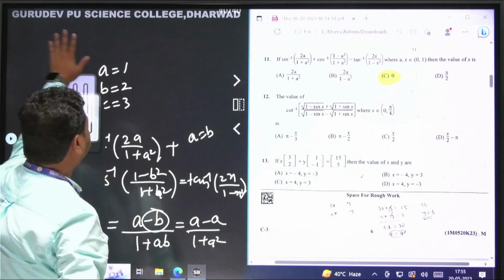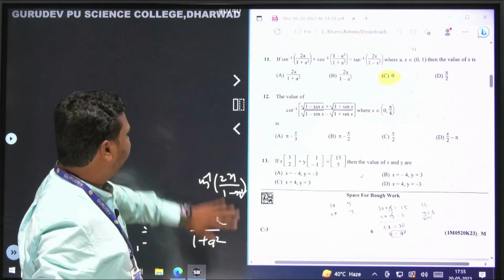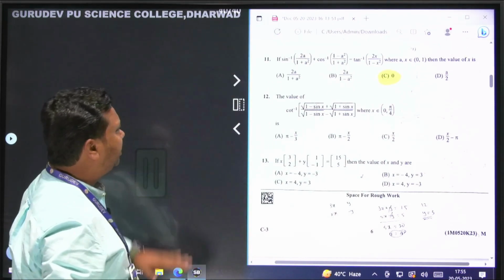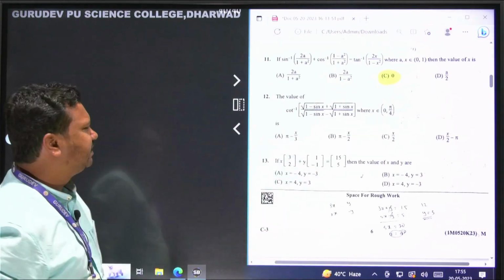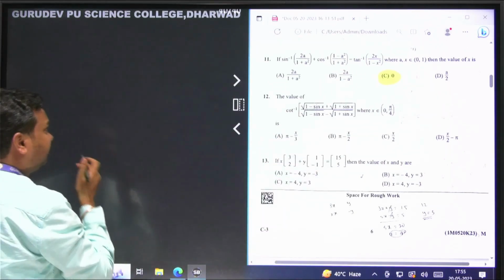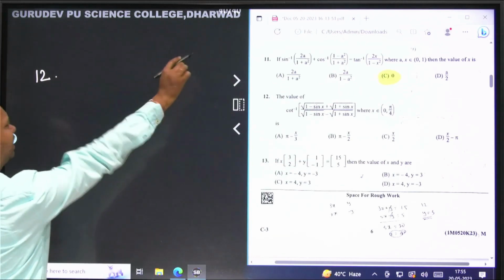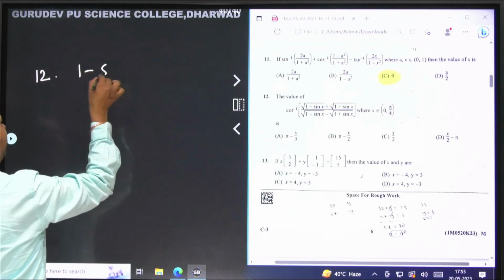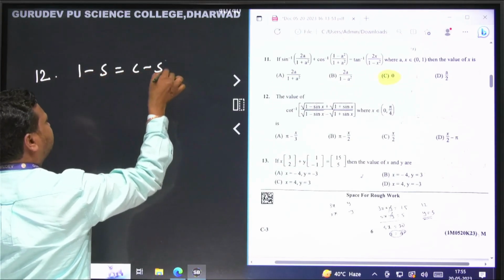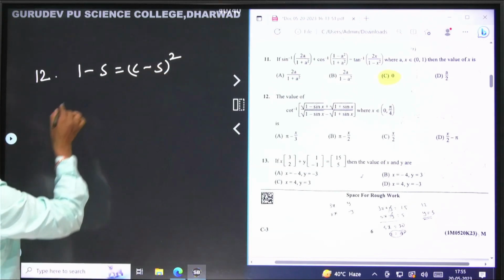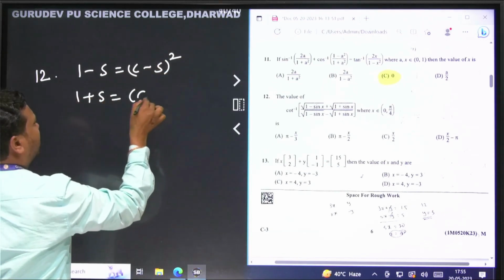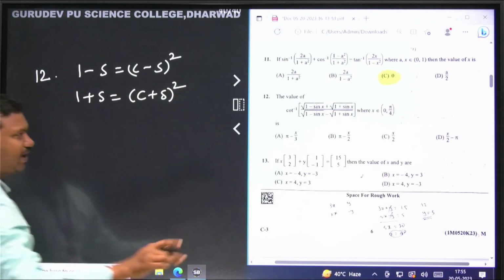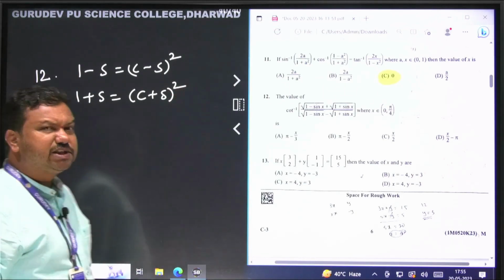For the 12th one, there is cot inverse of the expression with 1 minus sin x divided by 1 plus sin x under the square root. So I hope you remember this for the 12th problem, right? So I'm making it very simple. 1 minus sin x can be written as (cos x by 2 minus sin x by 2) whole square, I hope you know that. And 1 plus sin x can be written as (cos x by 2 plus sin x by 2) whole square. Half angle identity.